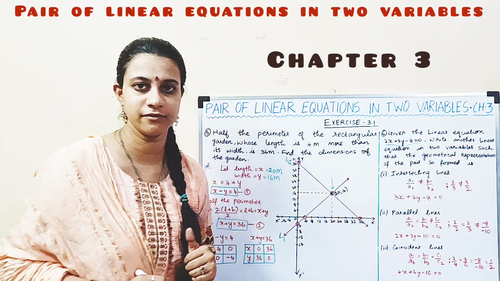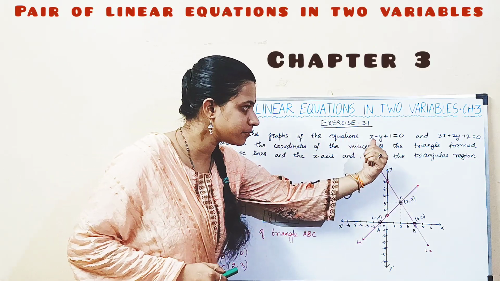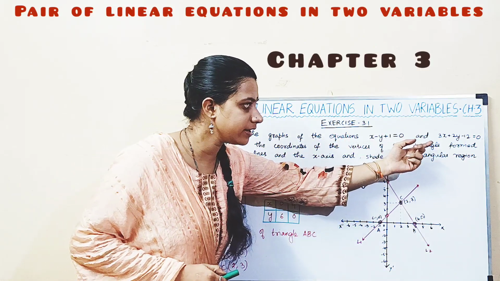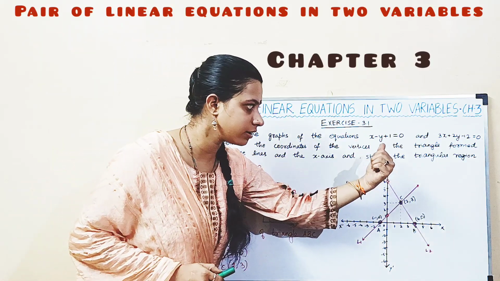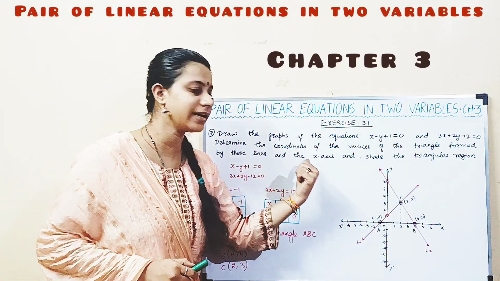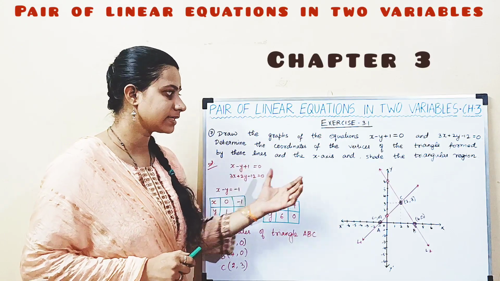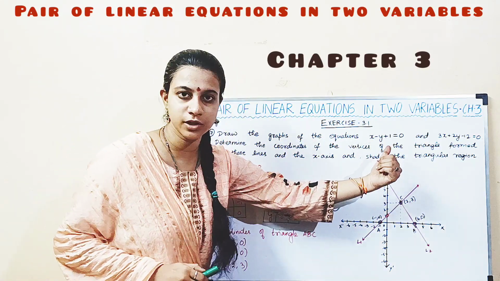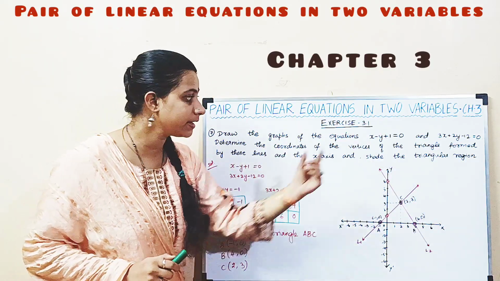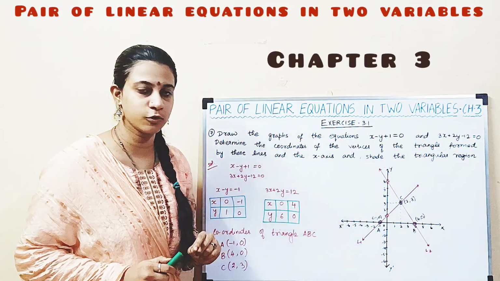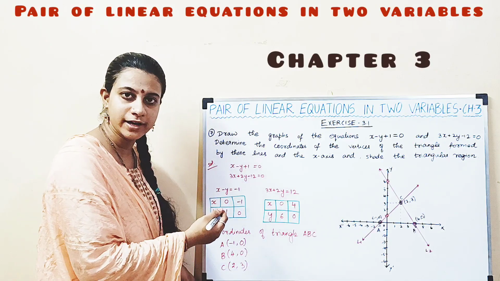Let us move to the seventh question. In seventh question it is given that draw the graphs of the equations x minus y plus 1 equal to 0 and 3x plus 2y minus 12 equal to 0. Determine the coordinates of the vertices of the triangle formed by these lines and the x-axis and shade the triangular region. Okay. So in this question it is said that we have to draw the graphs for these two equations and we have to find the coordinates of the vertices of the triangle formed by these two lines and the x-axis.